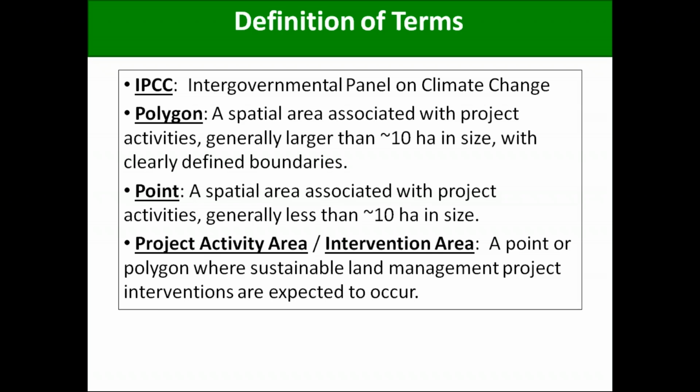Project activity area or intervention area is a point or polygon where sustainable land management project interventions are expected to occur. So again, this idea of only describe those areas where you're actually going to make a difference, where something is going to change.